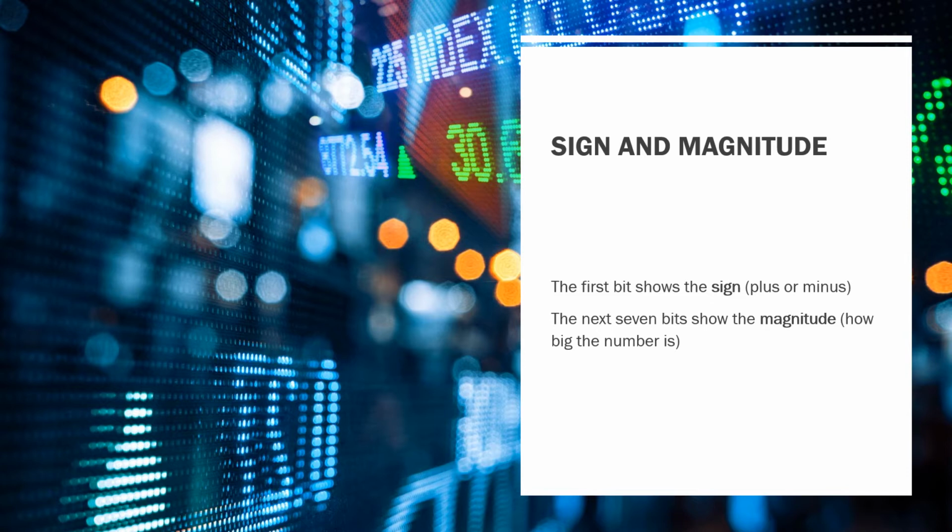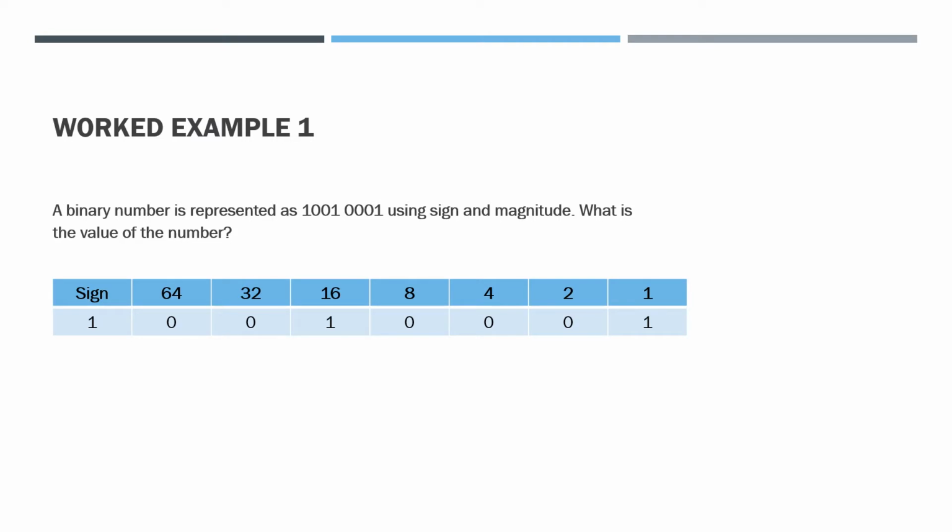In sign and magnitude binary numbers, the first bit of the number, the one on the far left, shows the sign. 1 represents minus and 0 represents plus. So get that the right way around, 0 for plus and 1 for minus. The next 7 bits show the magnitude, that means how big the number is. So sign and magnitude.